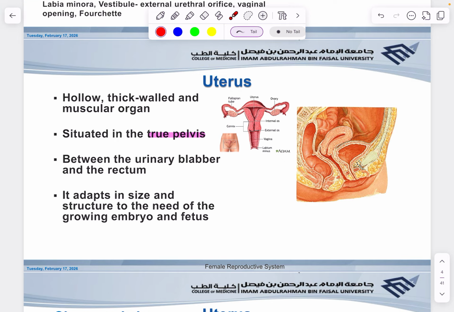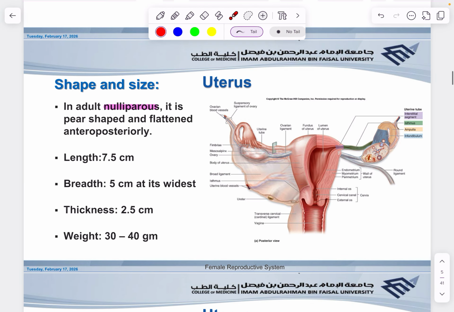Most of the focus will be on the uterus, which is a hollow, thick-walled and muscular organ because there's a cavity in the middle. It's going to be in the true pelvis, between the bladder and the rectum, and this is important when we get to relations. It functions to adapt in size and structure according to whatever the embryo and fetus needs. In an adult nulliparous woman, meaning she's never given birth, it's pear-shaped and flattened.